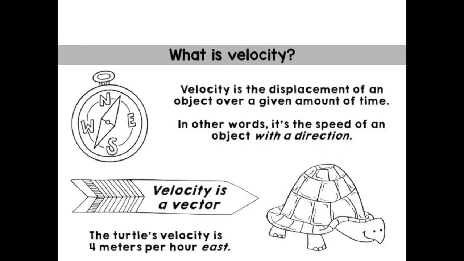So what is velocity then? Well, velocity is the displacement of an object over a given amount of time. Remember, displacement must have a direction. So it's speed of an object with a direction. Velocity is a vector. So the turtle's velocity is 4 meters per hour east. His speed is 4 meters per hour. So you have to have the direction for it to be a velocity.